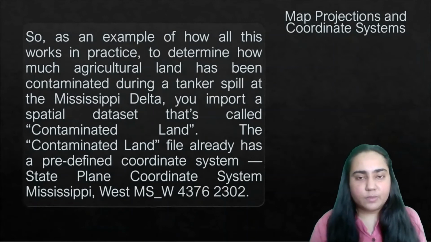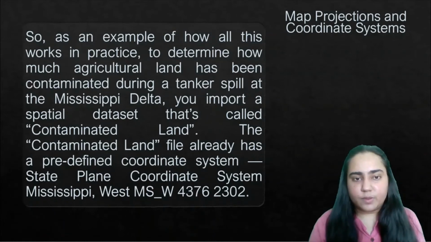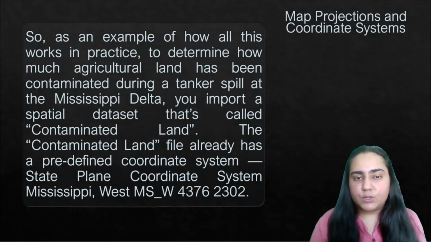So as an example of how all this works in practice, consider determining how much agricultural land has been contaminated during a tanker spill at the Mississippi Delta. Okay, so this is an example of a tanker spill. That tanker could be containing some poisonous substance, and it's agricultural land. Because there was a tanker spill, the agricultural land is now contaminated in the Mississippi Delta, which is an area. So you import a spatial data set, which is called contaminated land.